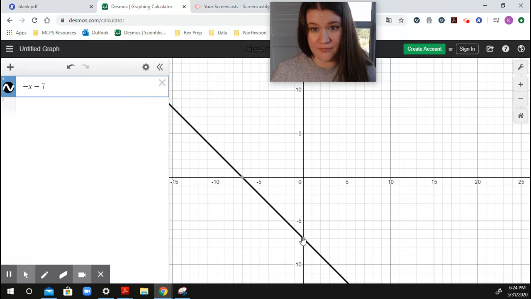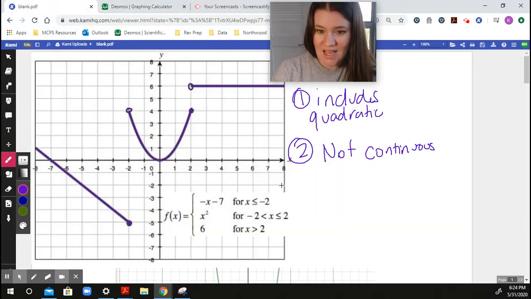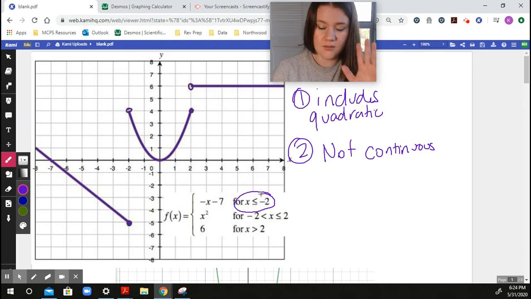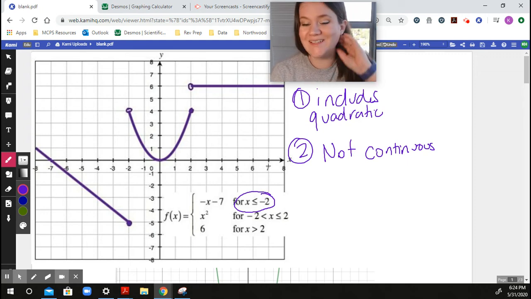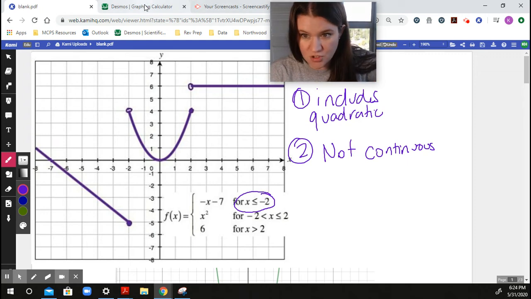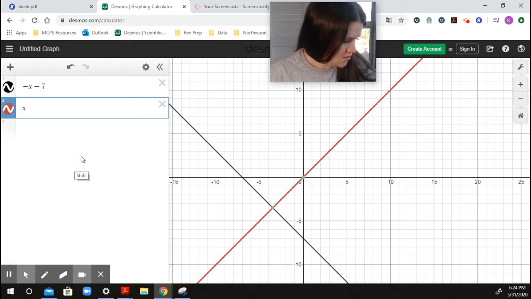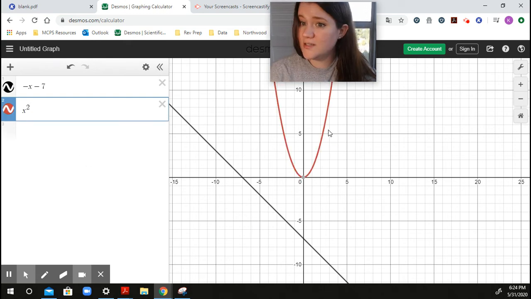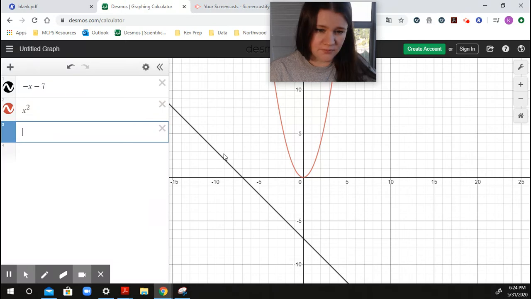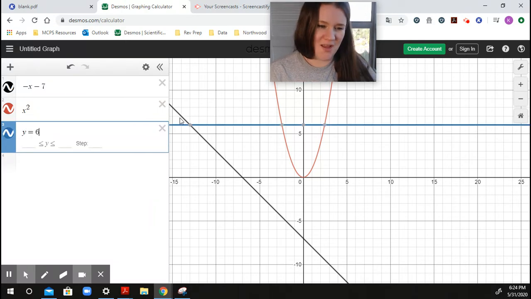That's the whole graph. But what it's asking us is only less than -2. Let me just keep on going for that for a second. This one is x squared. So if I add that to the graph, x squared, here it is. Beautiful, quadratic, beautiful. And the last one is that y equals 6.